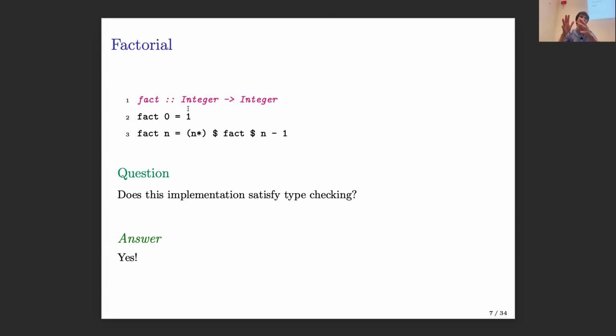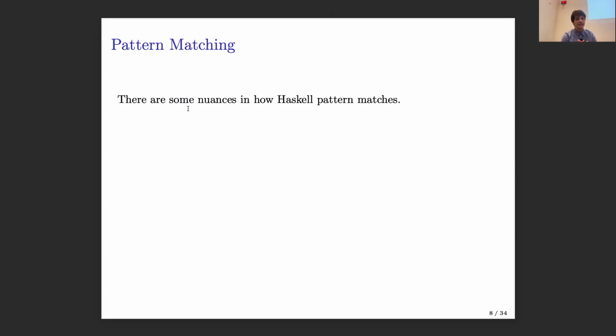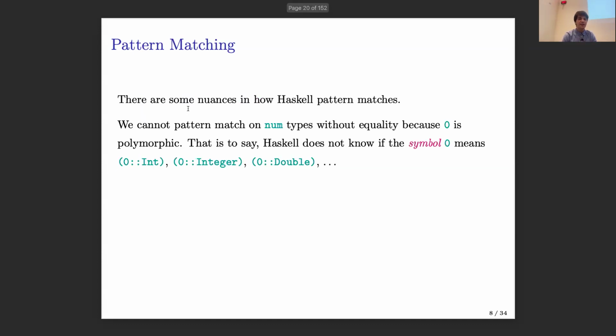It's usually better to keep it more general, because then we have a factorial function that's more portable. There are now some nuances in how Haskell pattern matches. We cannot pattern match on the Num types without equality, because 0 is polymorphic. That is, 0 can take on many types. So Haskell doesn't know if the symbol 0 means the 0 Int, the 0 Integer, the 0 Double, or 0 for any new custom data type that you may have defined.